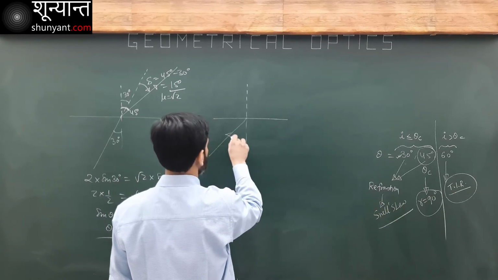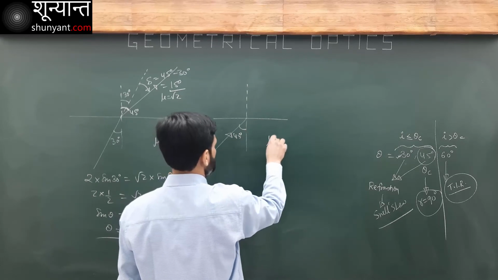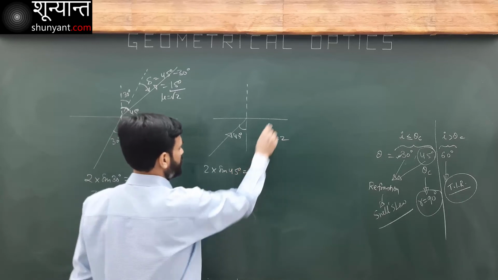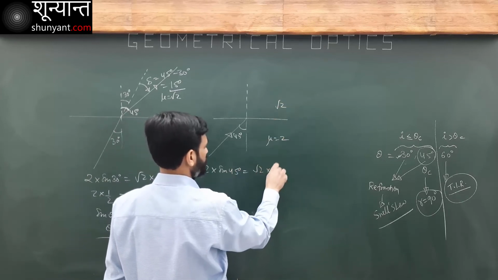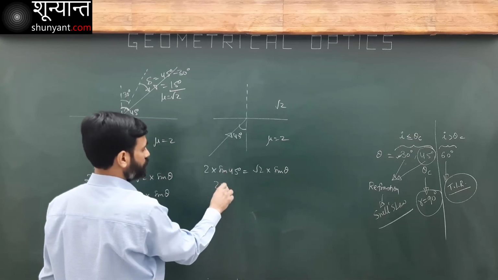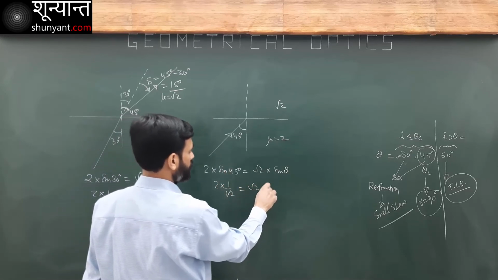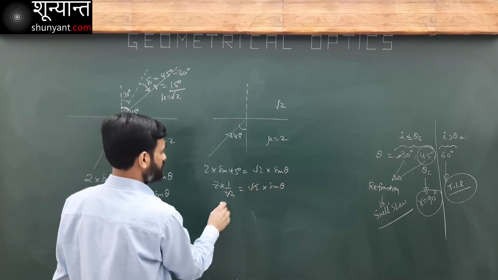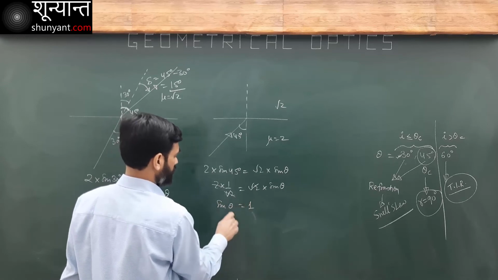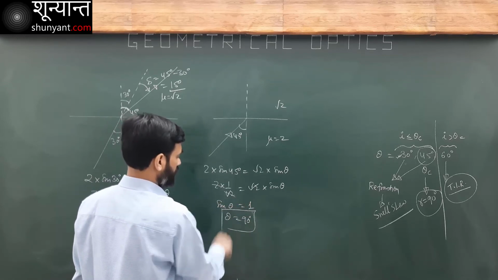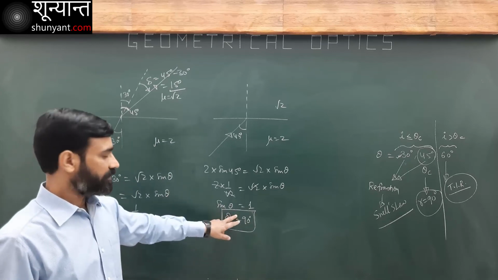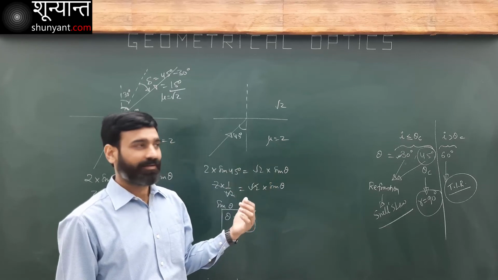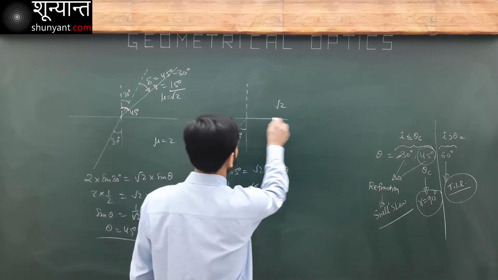This is 45 degrees, this is 45 degrees, and this mu is equal to 2. I will write 2 sine 45 is root 2 sine theta. So 2 times 1 over root 2 is root 2 sine theta. The root 2 gets cancelled, sine theta is 1, theta is 90. I knew this answer even before solving it, because this is the critical angle. That is the meaning of critical angle: the angle of refraction becomes 90. Light goes like this.